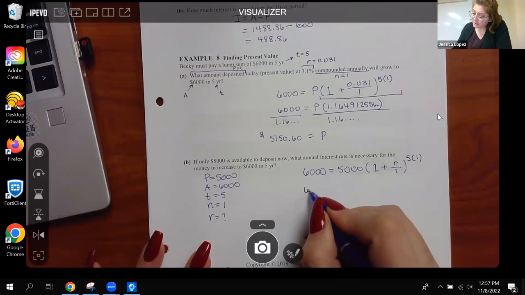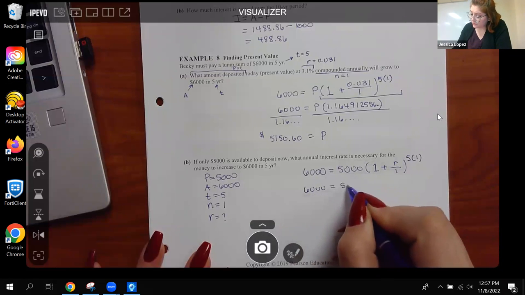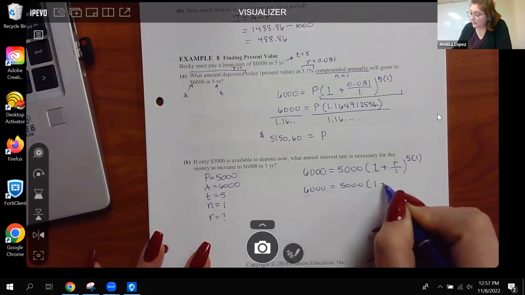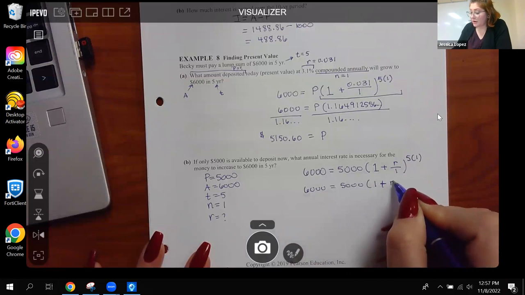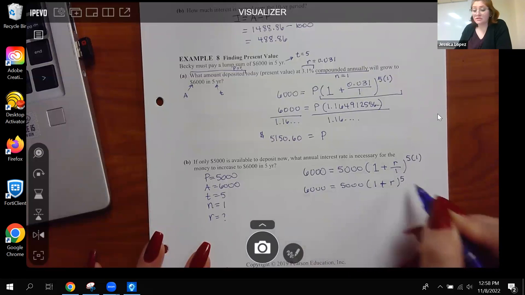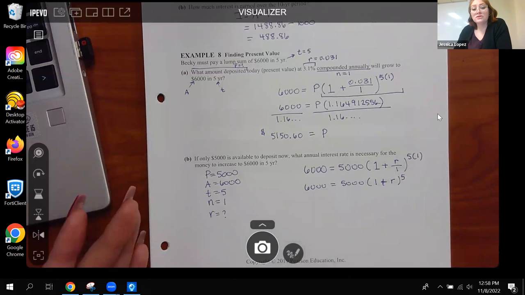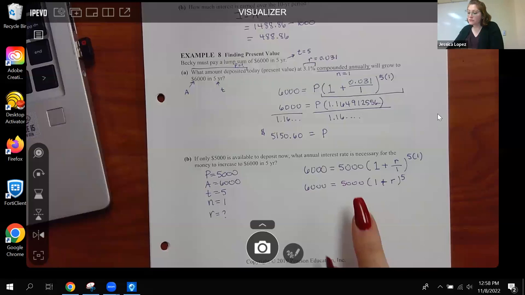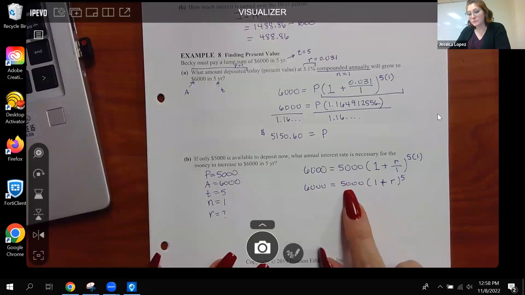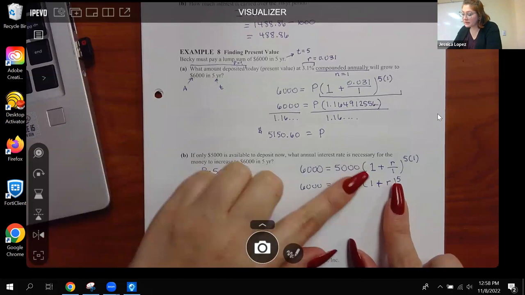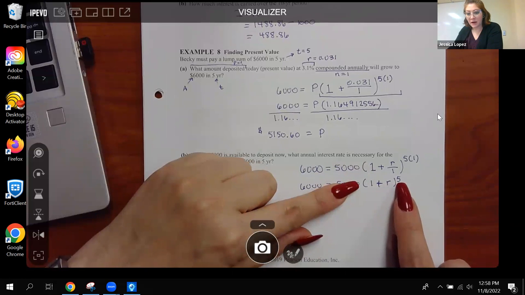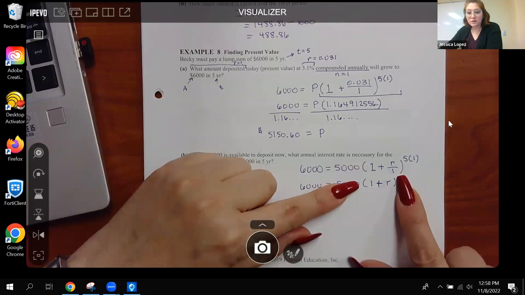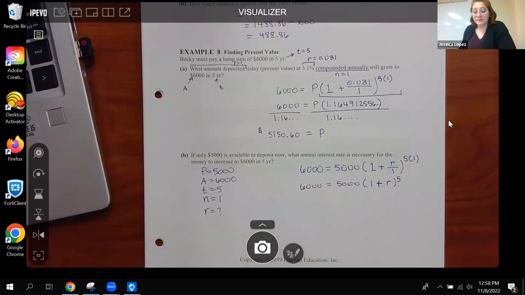So we have 6,000 equals 5,000 times (1 + R over 1) to the 5 times 1, which is just R and 5. So this is the equation that we have to solve. And I want to get R by itself. So I have to kind of peel away the layers. The first thing you want to get rid of is this 5,000 that's multiplied. Then once this is by itself, the next thing you need to get rid of is that power. Once that's gone, then you can move over the 1. Okay. And that's how we'll get R completely by itself.